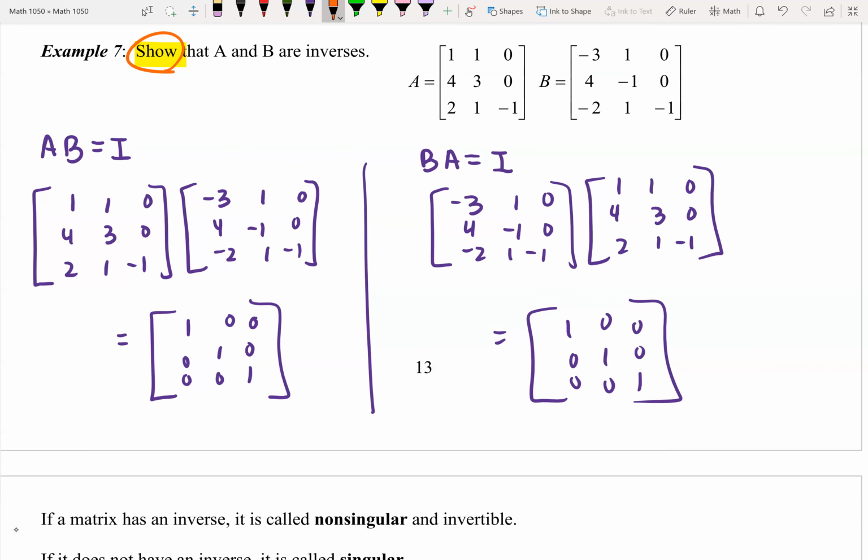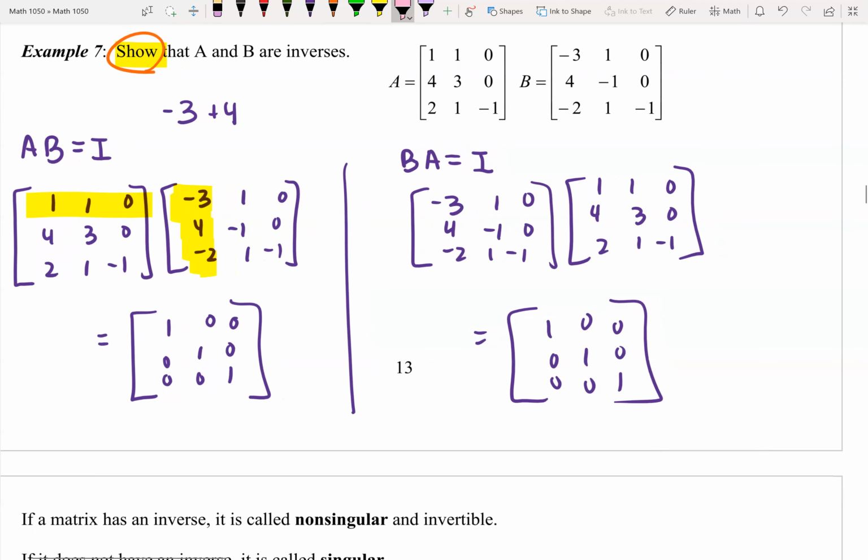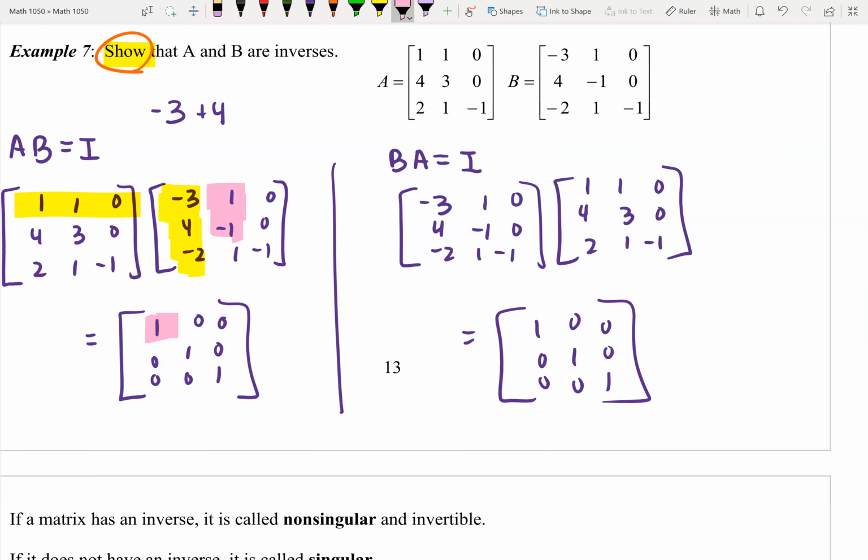Raise your hand. Okay, look right here. Just watch. This row times this column. The 0 comes down. So 1 times -3 is a -3. 4 times 1 is a 4. 0 and -2 is a 0. -3 and 4 is a 1. That's how I get that 1 right there. Then I'm going to change columns. 1 times 1 is 1. 1 times -1 is a -1. 0 times 1 is a 0. -1 and a +1 is a 0. And that's how I get that 0 right there. I could continue, and I will get the identity. I know it's going to work because the word was show and not determine if.